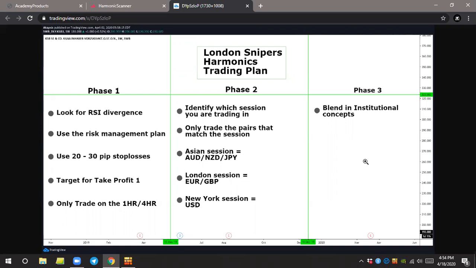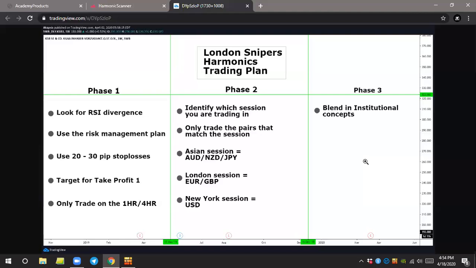All right, so in phase one, we learned how to look for RSI divergence, right? For the sell, for the buy. We also learned about our risk management plan using a compound sheet, right? We learned how to use a 20 to 30 pip stop loss for all of our trades that we take, with proper assessment and analysis. And then we also understood that we are targeting take profit one. And then we also learned why we only trade on the 1 and 4 hour, right? That was all encompassed in phase one, right?